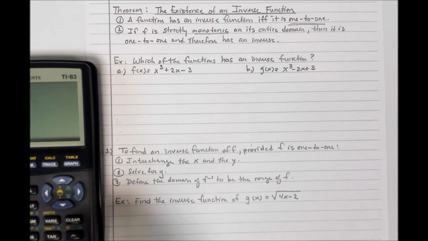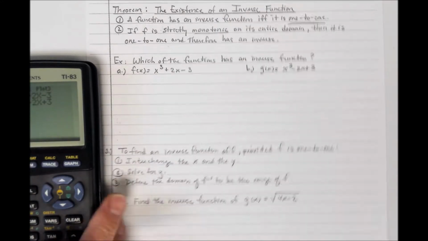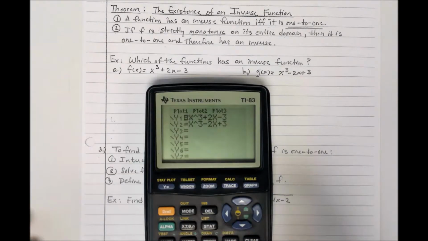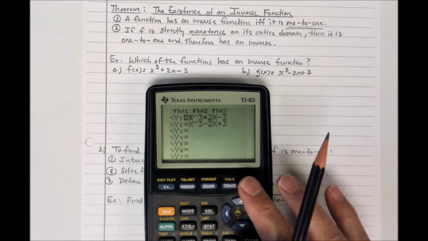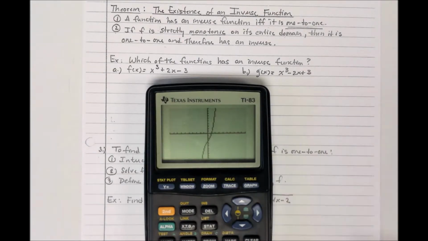Well, the first one I'm going to look at here, the one that's highlighted, here, let me move it over a little bit. That's answer A there. I'm going to go ahead and graph that one. And notice what I get. That looks like it's going to pass the horizontal line test. It does not look like any horizontal line is going to intersect it in more than one spot.